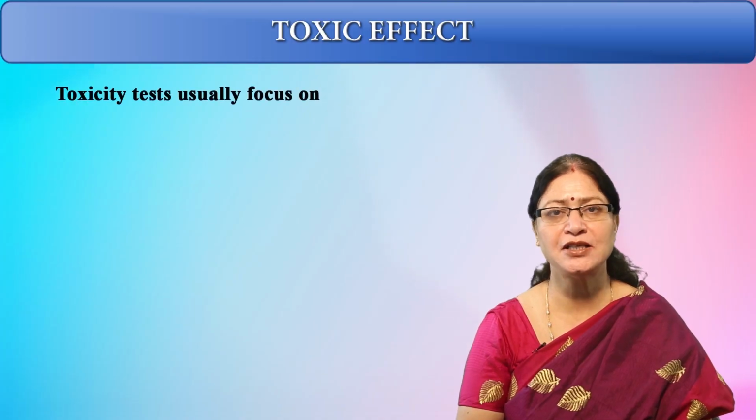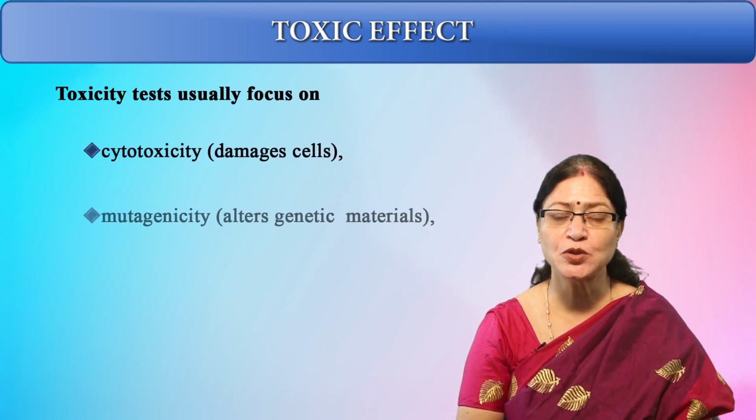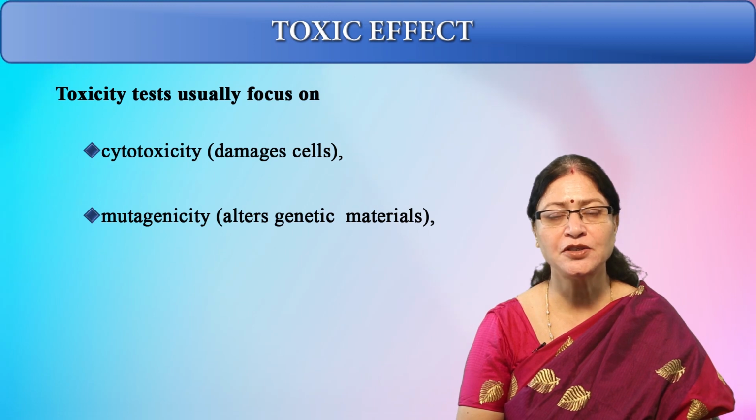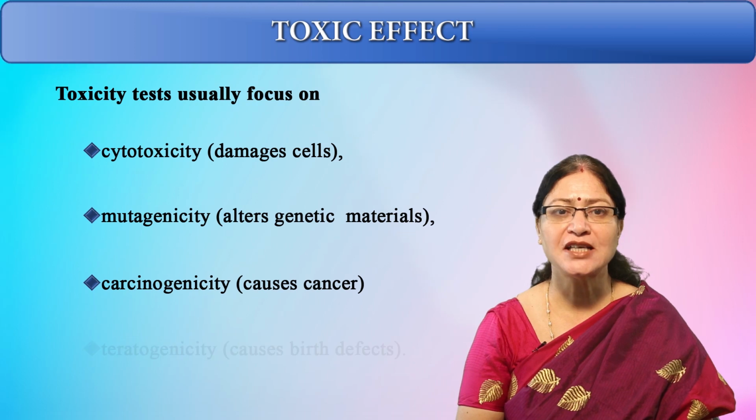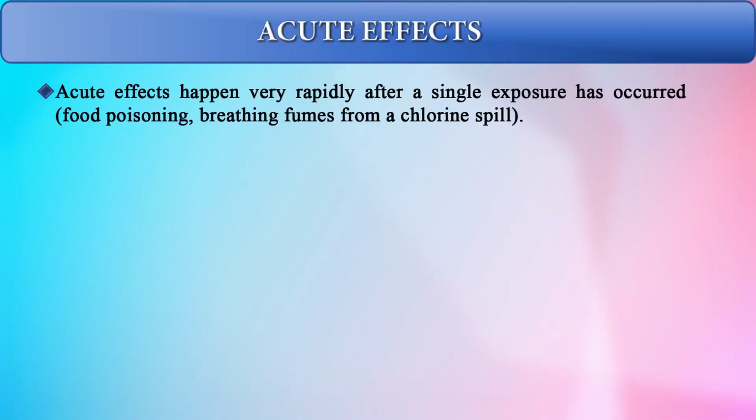Toxicity tests usually focus on cytotoxicity, which is known as cell damage, mutagenicity, which alters the genetic material, carcinogenicity, which causes cancer, teratogenicity, which causes birth defects. The effects of all these can be classified as either acute or chronic. The acute effect happens very rapidly after a single exposure has occurred. For example, food poisoning, breathing fumes from a chlorine spill or other spills.